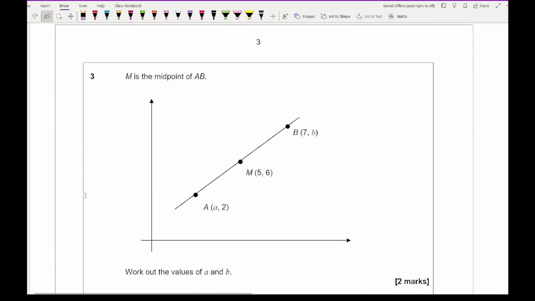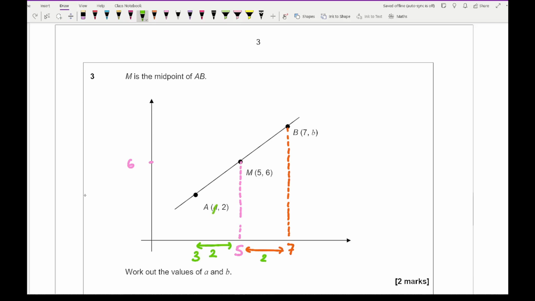Then moving on to question 3, it says M is the midpoint of AB. Work out the values of a and b. So first of all, with this diagram, let's mark that here we've got 5, and this point here is 6. Looking at the coordinates we know that B has an x ordinate of 7, which means that this distance here is going to be 2. Because M is the midpoint, this distance here is also going to be 2. So 5 take away 2 gives me 3.